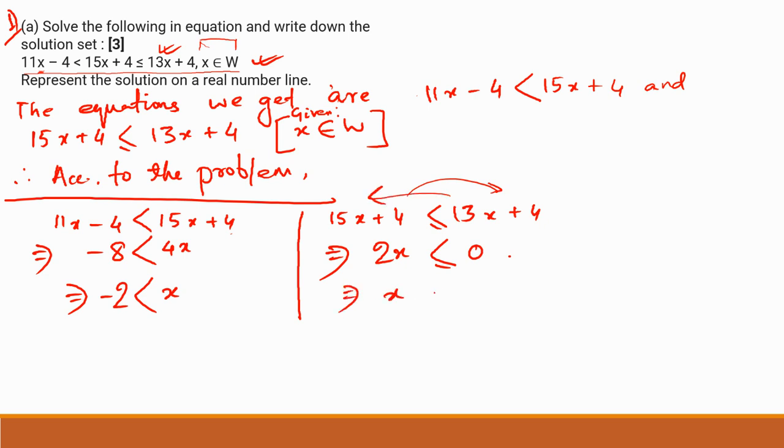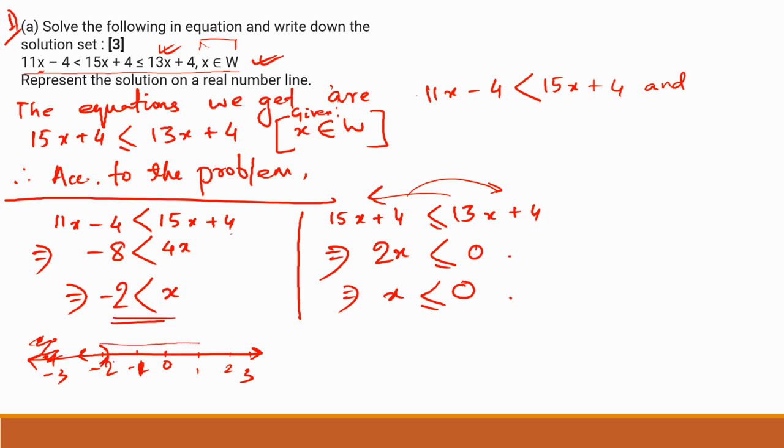Okay. So from here, x is less than or equal to 0, and x is greater than 2, and this is less than or equal to 0. Now, first let's draw it on the number line. This is 0, 1, minus 1, minus 2, let's say minus 3, 1, 2, 3. So it's saying x is greater than minus 2. So basically it's not minus 2 but greater than minus 2. Okay. So this equation is just saying that.